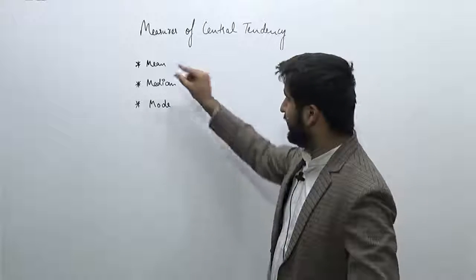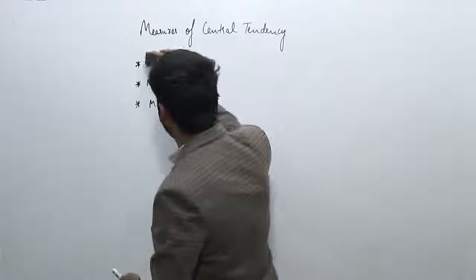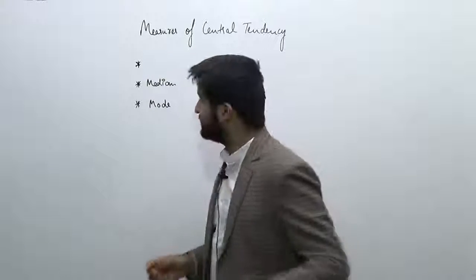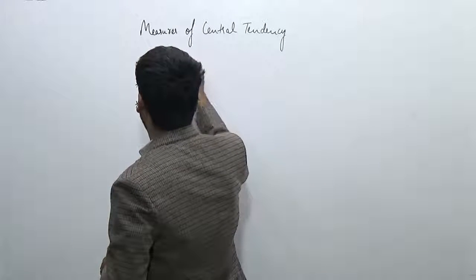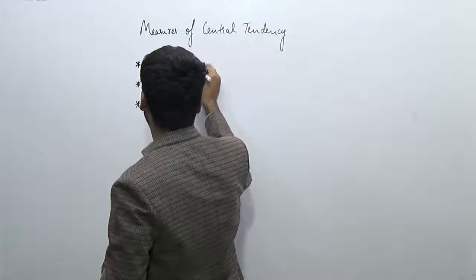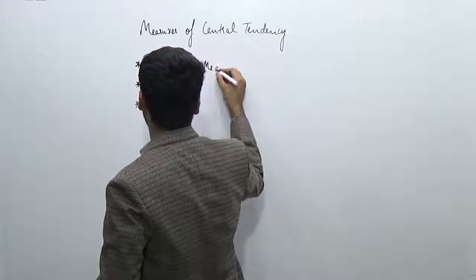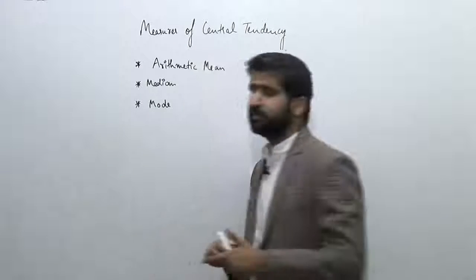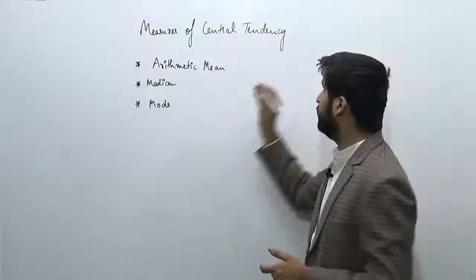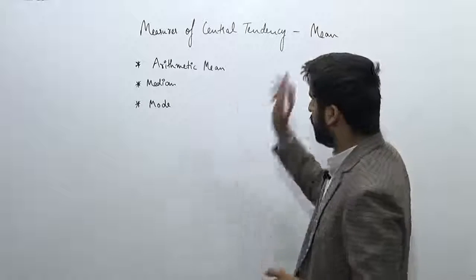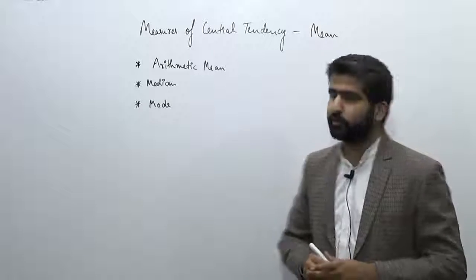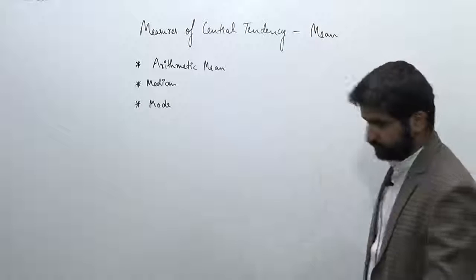When we write mean, we have to write arithmetic mean, because there are three types of mean, which we will discuss right now. We have three types of mean, but in statistics the most commonly used is arithmetic mean. I will show you how. So in the first part of measures of central tendency, we are going to discuss the mean.